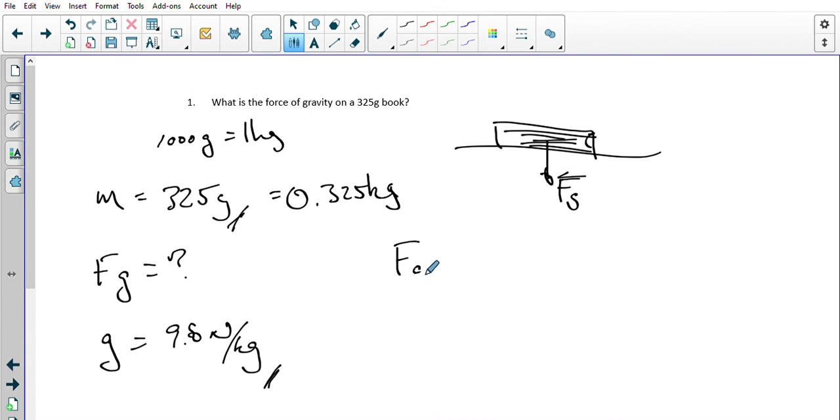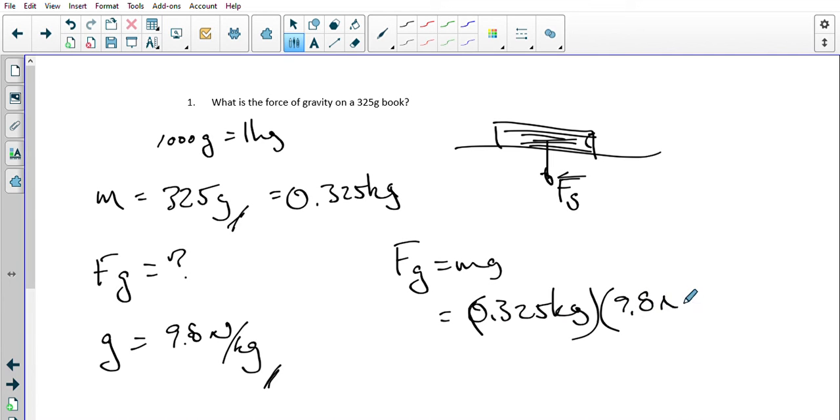All right, so Fg is equal to mg. So now we can take our 0.325 kilograms, multiply that by our 9.8 newtons per kilogram. Here we go, 0.325 times 9.8 is equal to 3.2 newtons. There's our force of gravity.